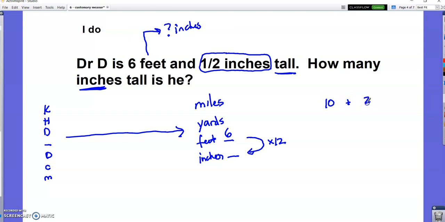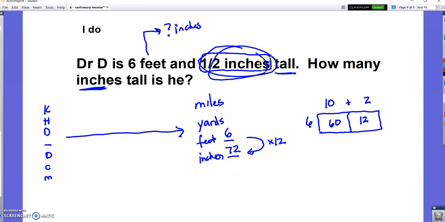I'll do an area model. 12 times 6 is 60 and 12. So altogether, I would be 72 inches tall, except don't forget this other 1/2 inch at the beginning we forgot. So I am 72 inches from the 6 feet, plus the other 1/2 inch tall. So that's how you convert. I still do the same kind of math I did with King Henry. It's just more work, is pretty much how it is.